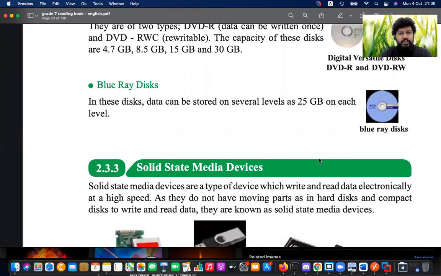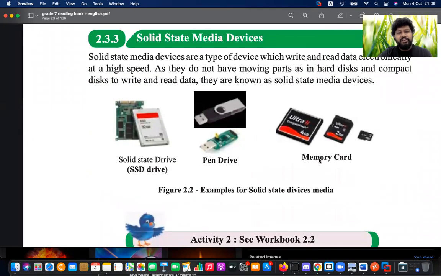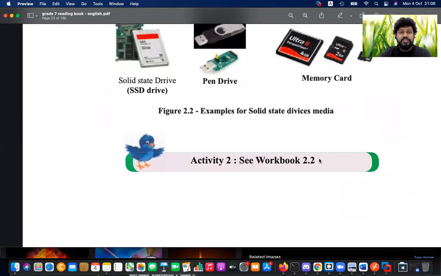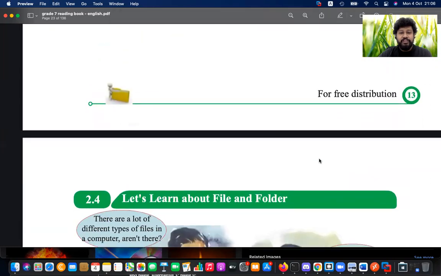Then these are the solid state memories: pen drives, memory cards, SSD hard disks. These are solid state drives.